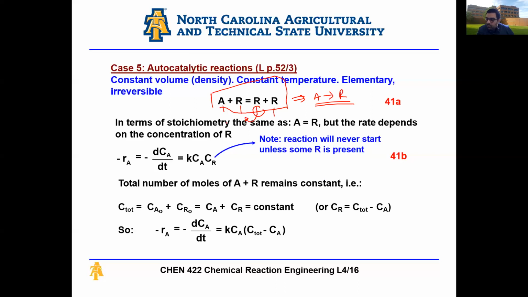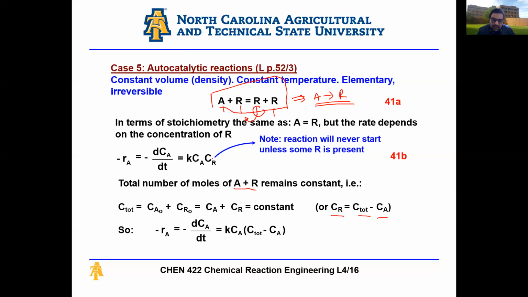And here we'll go through the derivation to get the expression. It's the same procedure as the previous ones, and you're only responsible for the final expression in this case, but it's good to look at the intermediate steps. Because the total number of moles of A plus R remains constant, just a basic balance, C total is equal to CA naught plus CR naught, which is constant. So I can rewrite CR as C total minus CA.